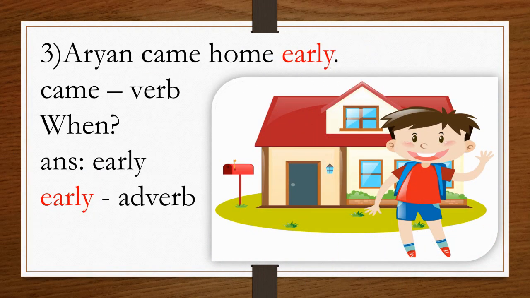The next example is Aryan came home early. Here came is the verb. When is the question? Answer is early. So early is the word which tells us more about the verb came. So early is an adverb.